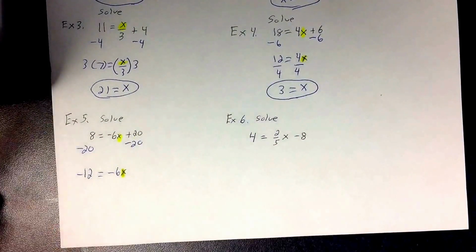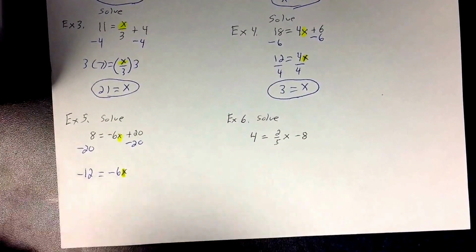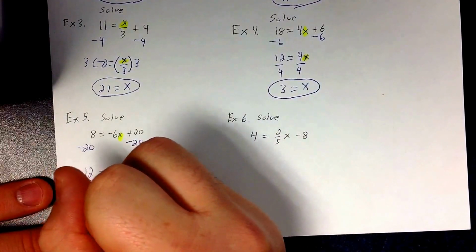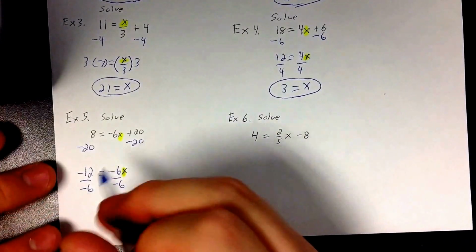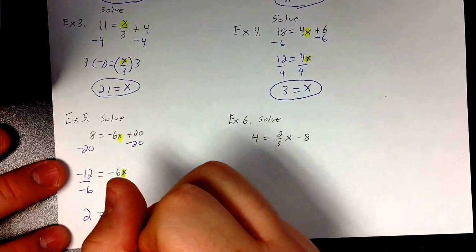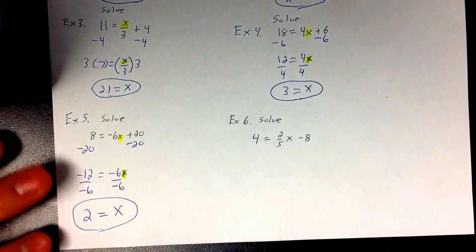So here's my variable. Negative 6x means negative 6 times x, so the opposite would be divide both sides by negative 6. So a negative divided by a negative is a positive, and 12 divided by 6 is 2, equals x.